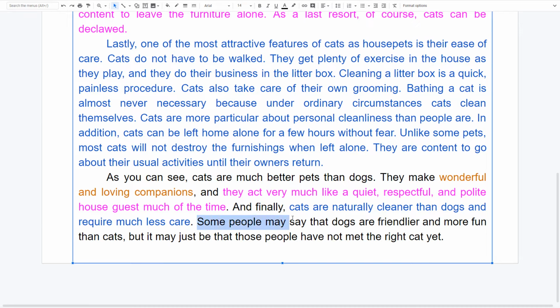So it says, some people may say that dogs are friendlier and more fun than cats. That was what other people may say, and here's my counter argument. The counter argument is, but it may just be that those people have not met the right cat yet. What they're saying here is that some cats are friendlier and more fun than dogs. So that's the counter argument. And that's all you have to do for the end.